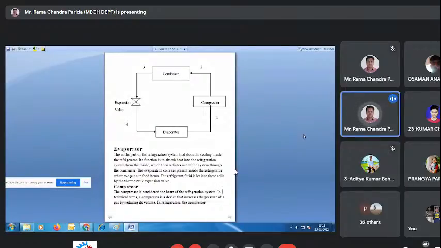So COP can be calculated, as it is a refrigeration system, as the desired effect divided by the work input. So the desired effect is your cooling effect. And that cooling is produced once the heat is extracted from the space that needs to be cooled. Get it or not? So that means the amount of heat extracted in the evaporator, divided by the work input to the compressor. This way you can calculate COP of the vapor compression refrigeration system. You get it or not?